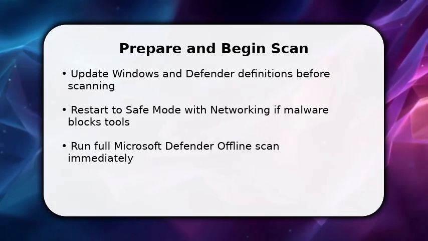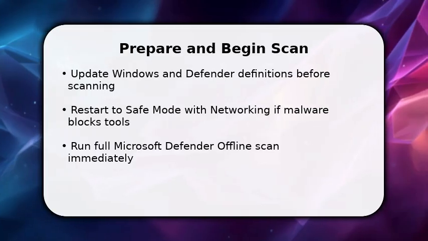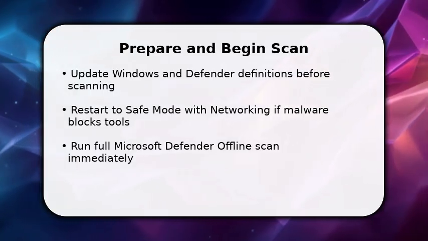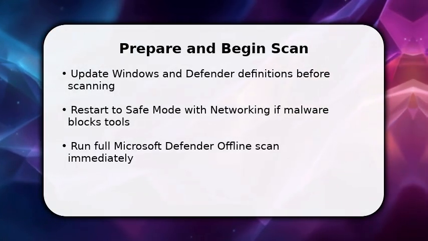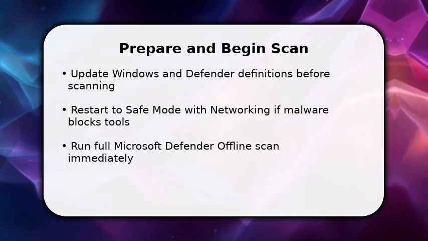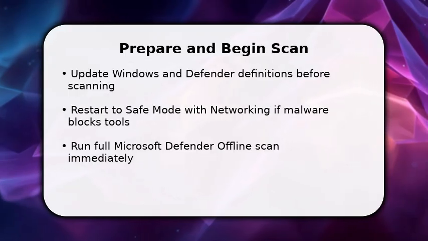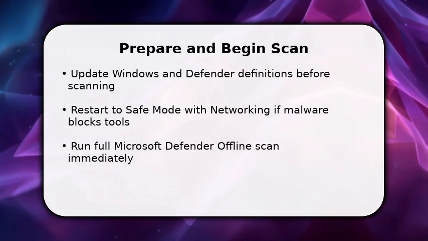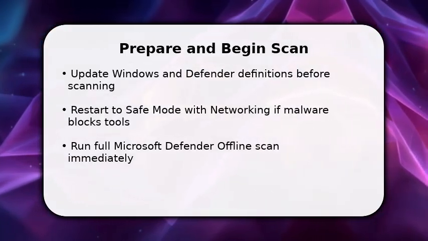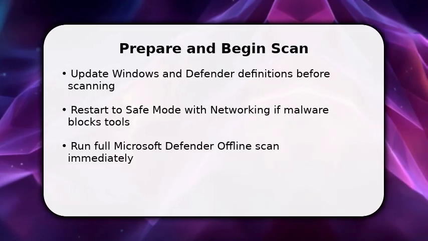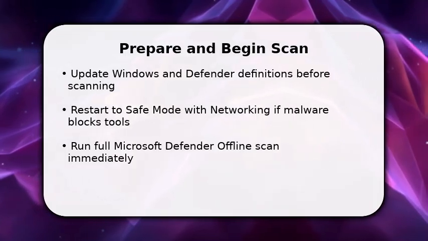You start by updating Windows and Defender definitions so scans detect the latest threats. This is why you must connect to the internet. Once done, restart into safe mode with networking if normal mode is blocked. This limits malicious processes. Then run a full Microsoft Defender offline scan. It boots a clean environment and can remove entrenched threats.